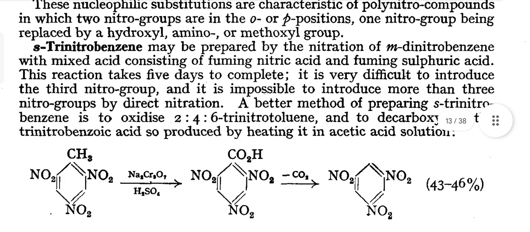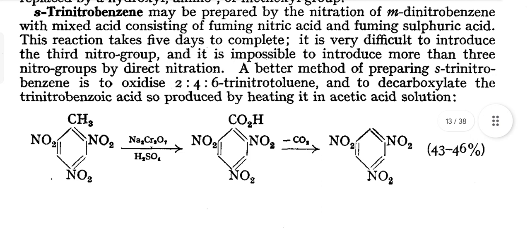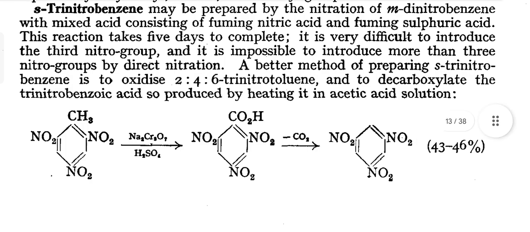s-Trinitrobenzene may be produced by the nitration of meta-dinitrobenzene with mixed acid consisting of fuming nitric acid and fuming sulfuric acid. This reaction takes 5 days to complete. It is very difficult to introduce the third nitro group, and it is impossible to produce more than 3 nitro groups by direct nitration. A better method of preparing s-trinitrobenzene is to oxidize 2,4,6-trinitrotoluene and to decarboxylate the trinitrobenzoic acid so produced by heating it in acetic acid solution.